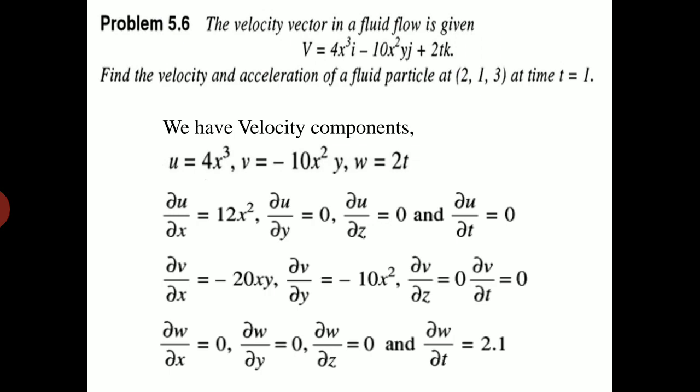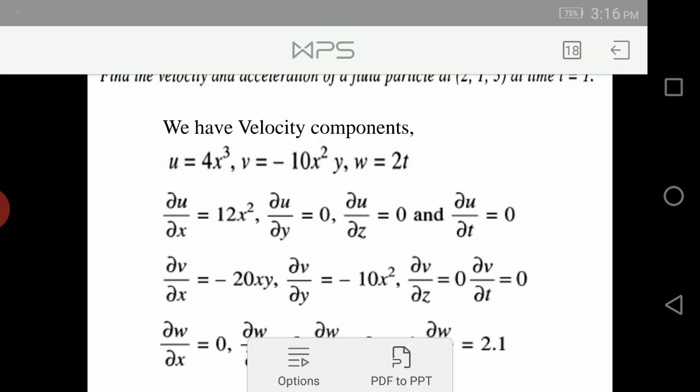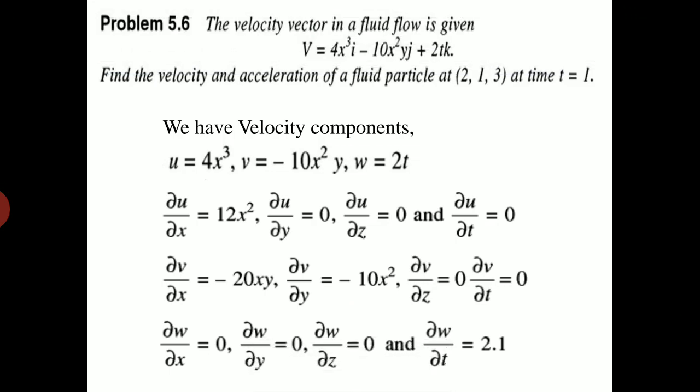Now differentiation of v with respect to x, so minus 10x square y. If I am differentiating this with respect to x, I'll be getting 20xy. If I am differentiating this with respect to y, I'll be getting 10x square. If I am differentiating v with respect to z, I'll be getting 0. And similarly, if I am differentiating v with respect to t, I'll be getting it as 0. Similarly, w is equal to 2t. If I am differentiating that with respect to x, y, and z, that will be 0, since I am not having any component of x, y, and z, I am only having the component of t. So it will be dabba w by dabba t is equal to 2 into 1 is equal to 2.